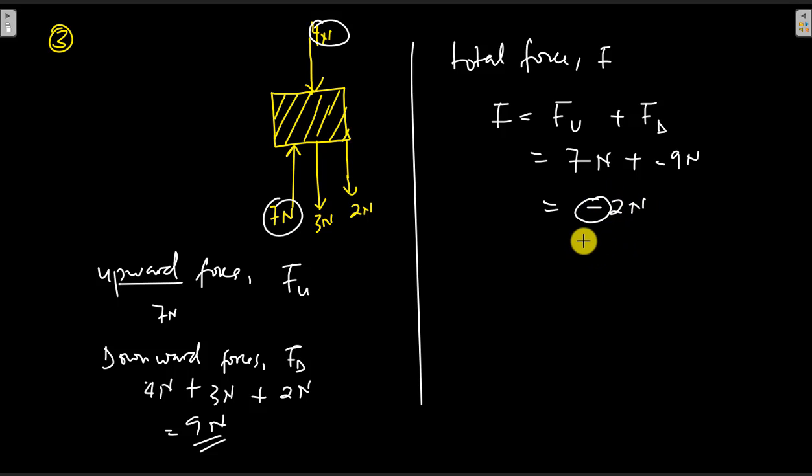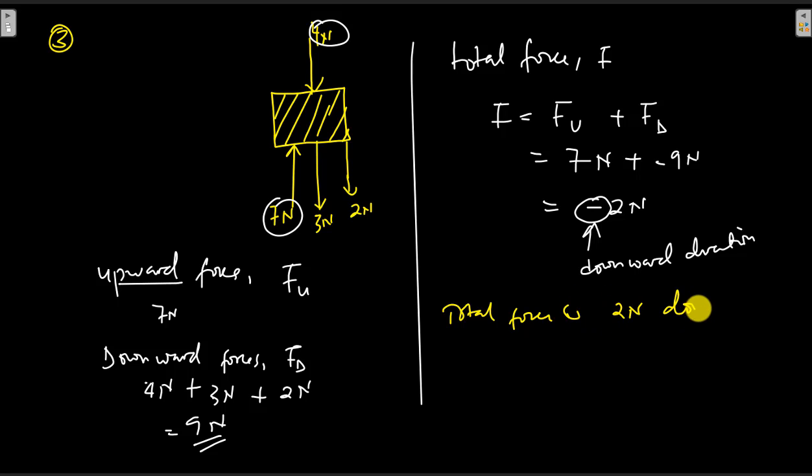What's the significance of this negative? The negative actually tells us that the total force is acting in the downward direction, because by convention, all forces that act downwards are given a negative sign. So if we conclude here, the total force is 2 newtons downwards. I don't put the negative because I have stated the direction. So the magnitude is 2 newtons, the direction is downwards.